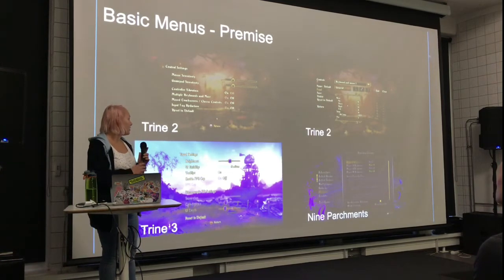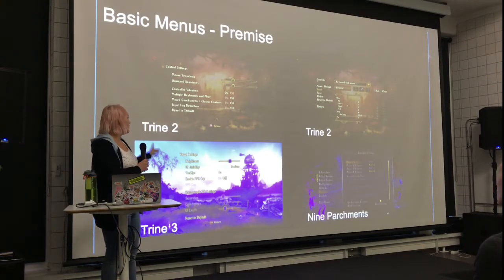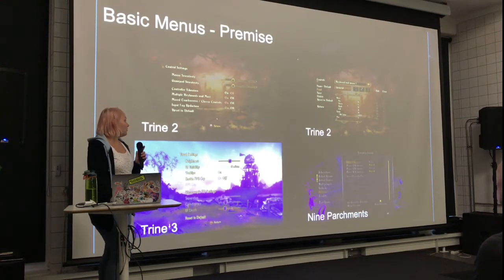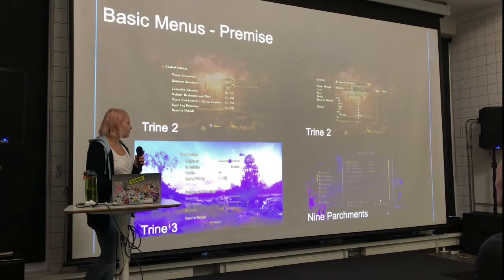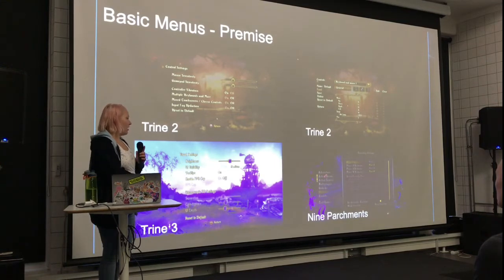First off, the basic menus. Here you can see what we did before. The top two are from Trine 2, control settings and control mapping. They get the thing done. There are lists and you find out what things are and you do it. In Trine 3, we basically had exactly the same menus, slightly updated widgets, but other than that, it's just the same. And then Nine Parchments, a few years later, which is set in the same universe, though not in the series, we had this huge innovation of adding a background to the menus.